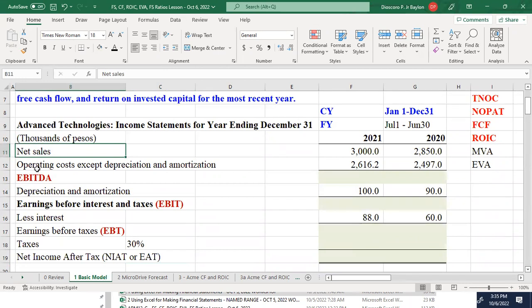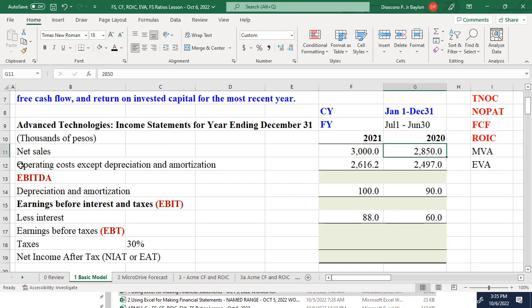So we first start with net sales. No? Net sales, ibig sabihin yan, guys, you already subtracted here your sales returns and allowances, by your sales discount. Tanggal na dito yun, no? Net na siya, net sales. And for 2021, your net sales was 3 million. Okay, 3 million because these are in thousands. No? So you're going to add 3 zeros here. This is 3 million. While in 2020, it was 2.85 million.